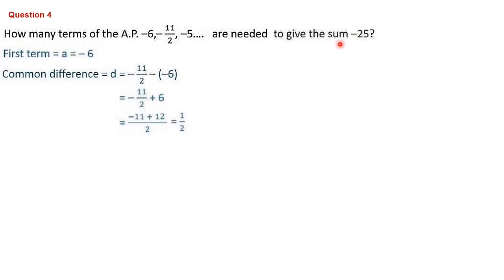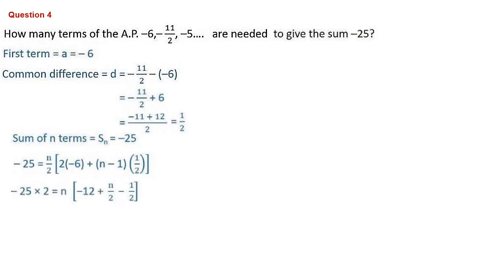Now this is the sum. We don't know how many terms there are, so we take Sn. Sn is equal to minus 25. So minus 25 is equal to n by 2 into 2a plus n minus 1 into d. So n by 2 into 2 into minus 6, a is minus 6, plus n minus 1 into d, which is 1 by 2. With a little calculation, cross multiplication, we multiply by 2 here: minus 25 into 2 is equal to n into 2 into minus 6, that is minus 12, plus, multiplying inside the bracket, n into 1 by 2, that is n by 2, minus 1 into 1 by 2, that is 1 by 2.